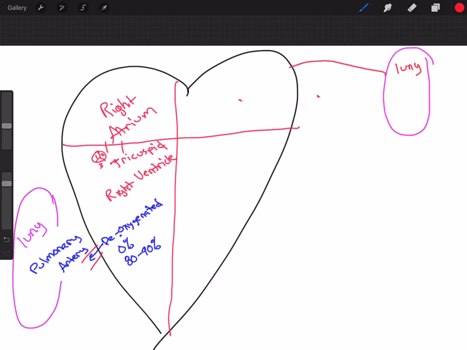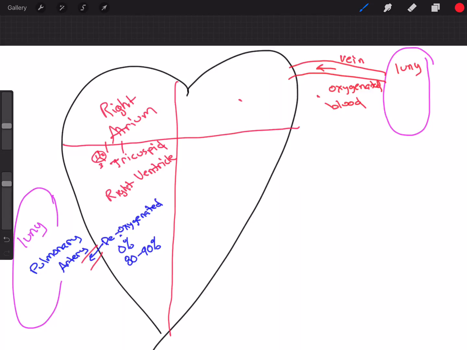And now it's coming back to the heart, going this direction. And this is oxygenated blood. And I'm drawing it in red because the red blood cells are chock full of oxygen. And this blood vessel, now it's a blood vessel bringing blood back to the heart. So those are all called veins.